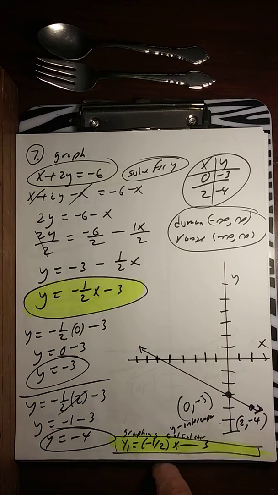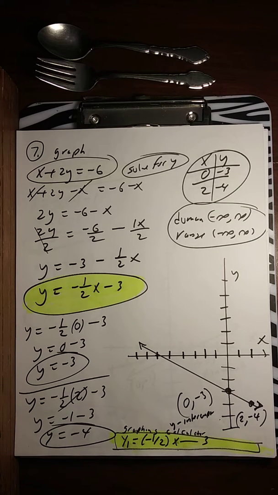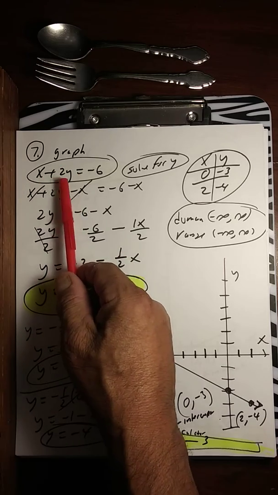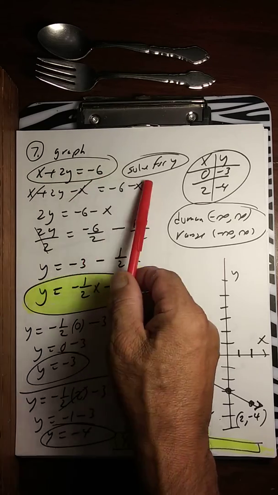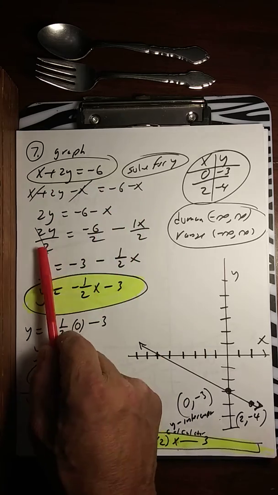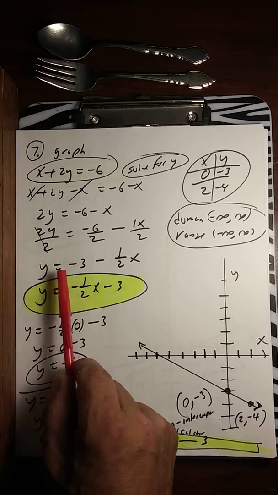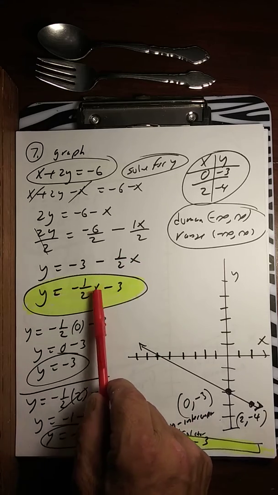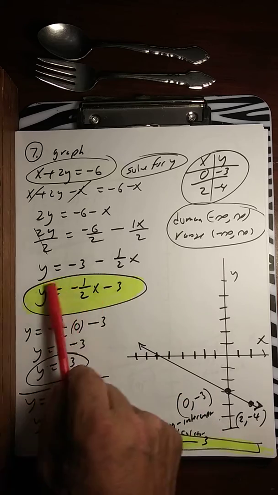Okay. Now, graph x plus 2y equals x. Let's rewrite this. First, let's solve for y. Minus x, minus x. So 2y equals this. Divide by 2, by 2, by 2. So y equals negative 3 minus 1/2 x. So now y equals negative 1/2 x minus 3. This one here, we're going to use this.